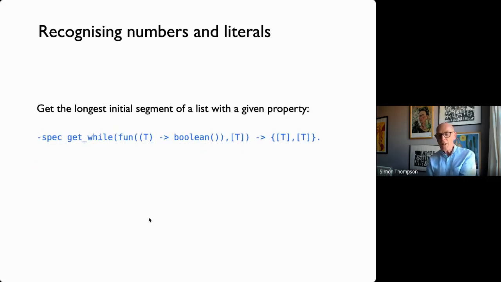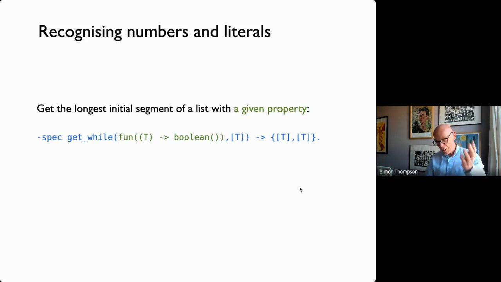And what we're going to do, and I haven't done much of this, but this is a chance to see a simple higher order function being used. I'm going to write a general function that takes the longest initial segment, the longest front part of a list, which has a given property, and I represent that property as a function that takes an element of the list and returns a Boolean. So getWhile takes a function from t to Boolean and a list of t and gives us back two lists of t: the longest initial segment that has the property, plus whatever is left.